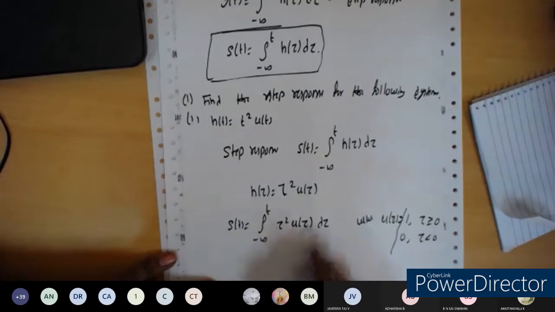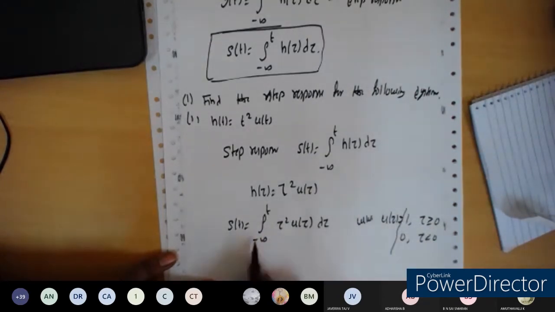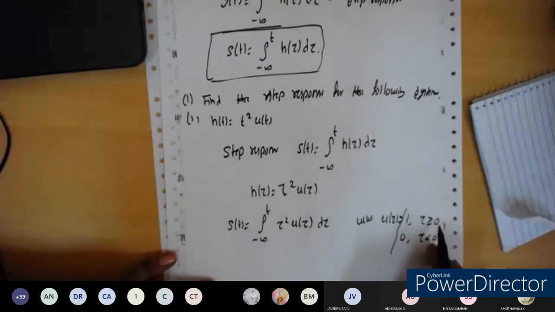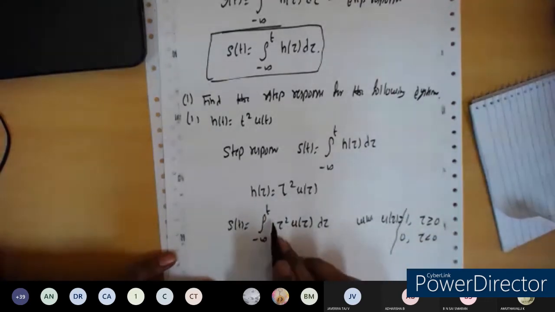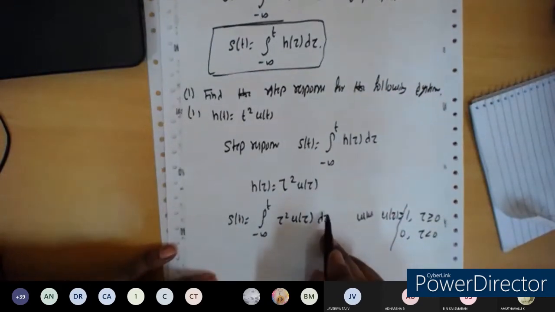So since u of tau is equal to 1 for tau greater than or equal to 0, the lower limit is going to change from minus infinity to 0. So we can change the limits of the integration from 0 to t, tau square into u of tau into d tau. Any doubts in this one?